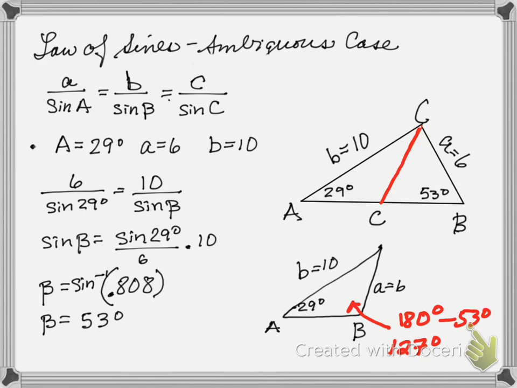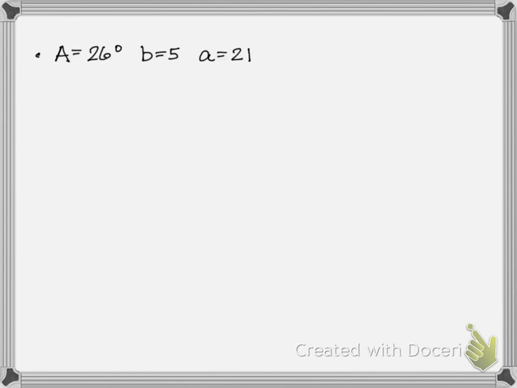Okay? Now this is only coming up when we are doing an SSA triangle, but it doesn't always come up with every SSA triangle. Let's look at another case. Here's a case where I've been given a side and an angle. Let's draw the triangle. I've got 26 degrees for angle A.